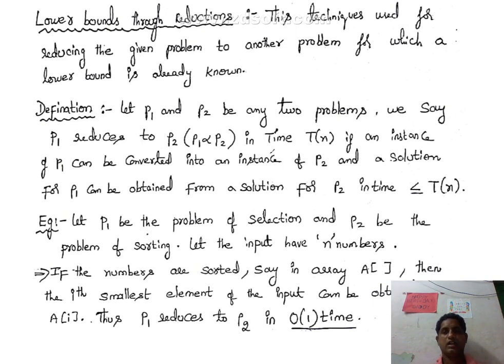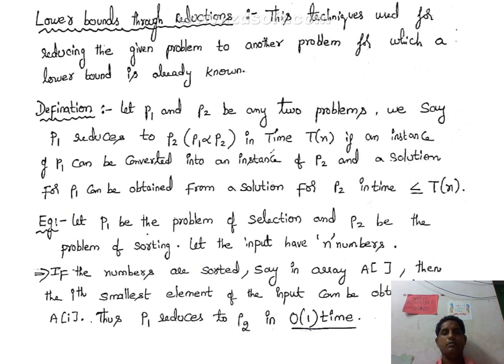This technique is used for reducing the given problem to another problem for which a lower bound is already known. Whenever we know the lower bound, it will be used for the lower bound theory. Let P1 and P2 be any two problems.